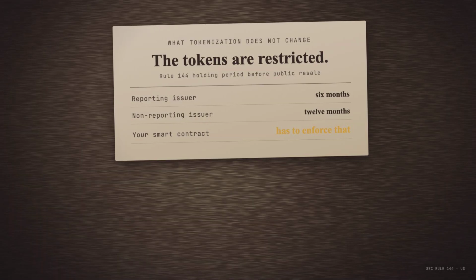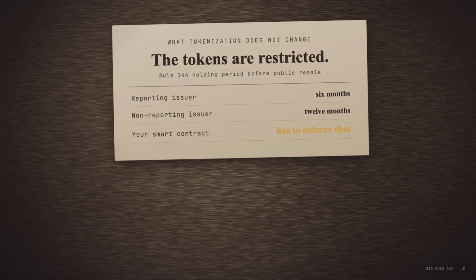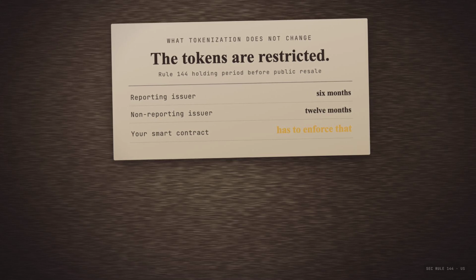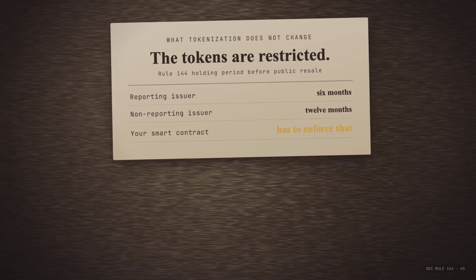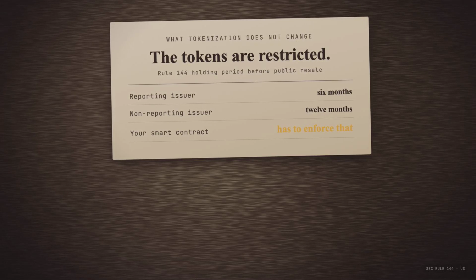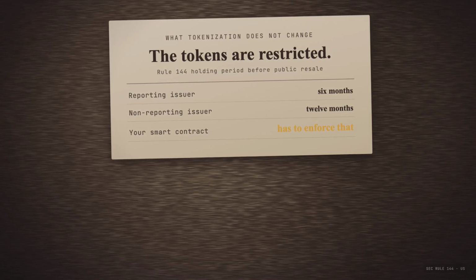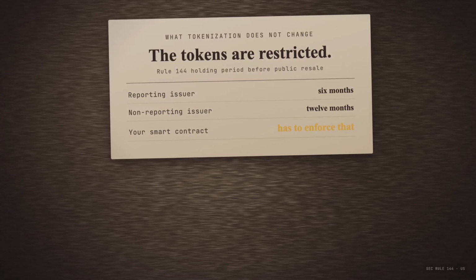And here is what tokenization does not change. Securities sold this way are restricted. Under Rule 144, the holding period before public resale is 6 months for a reporting issuer and a full year for everyone else, which is what almost every tokenized SPV is. Your smart contract has to enforce that.